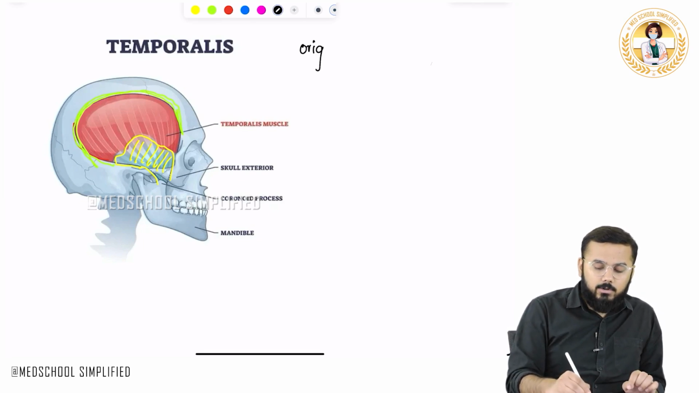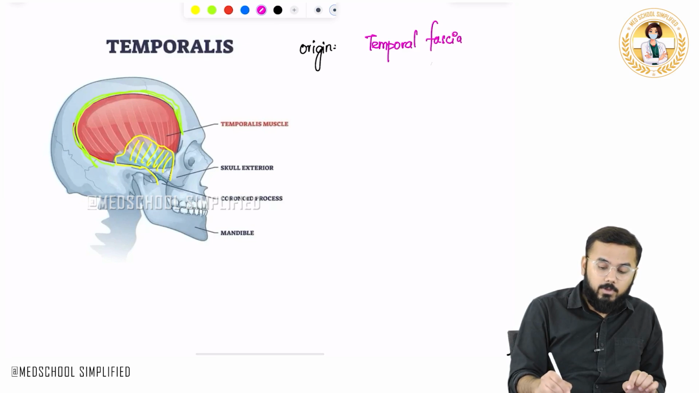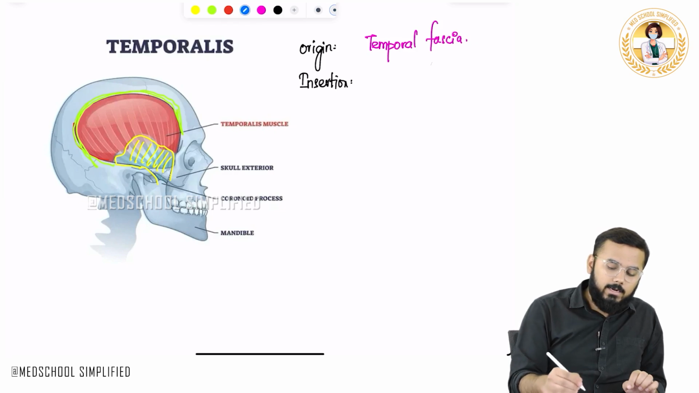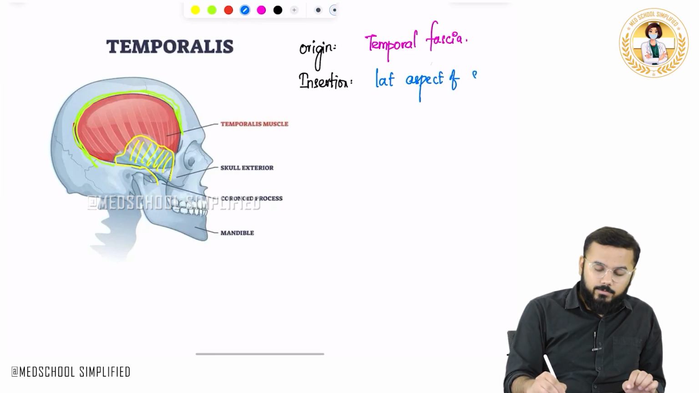So the origin is temporal fascia. Okay, and next, where is it inserting? To the lateral aspect of the skull.